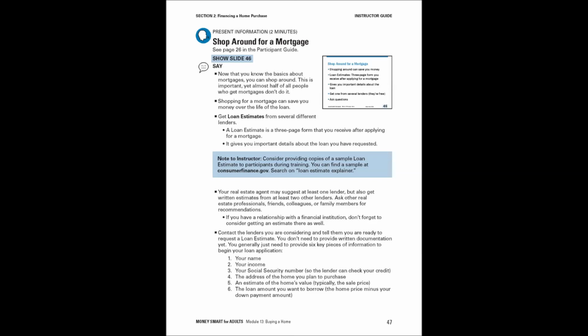And so what we're saying here in this particular section is making sure that people understand getting loan estimates from different lenders is going to be the way to compare one loan to the next. Now, some real estate professionals are going to make recommendations for a particular lender. The suggestion is that a participant should actually get at least 2 additional loan estimates from different lenders so that they have a wide variety of options to choose from and to compare.